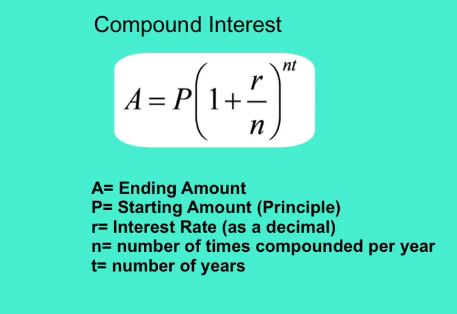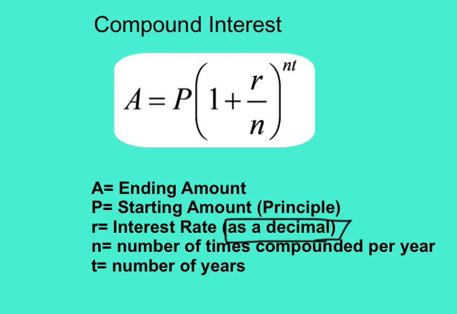Okay, so this is for all your variables. P is going to be your starting amount or your principal. r is your interest rate. Remember, if it's written as a percent, you do need to convert it to a decimal. n is the number of times it's compounded each year. And then t is going to represent the number of years.